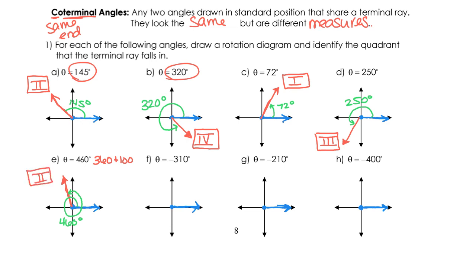Okay, so you might say a 100-degree angle looks the same as a 460-degree angle if I didn't draw that green path, and therefore they would be coterminal.